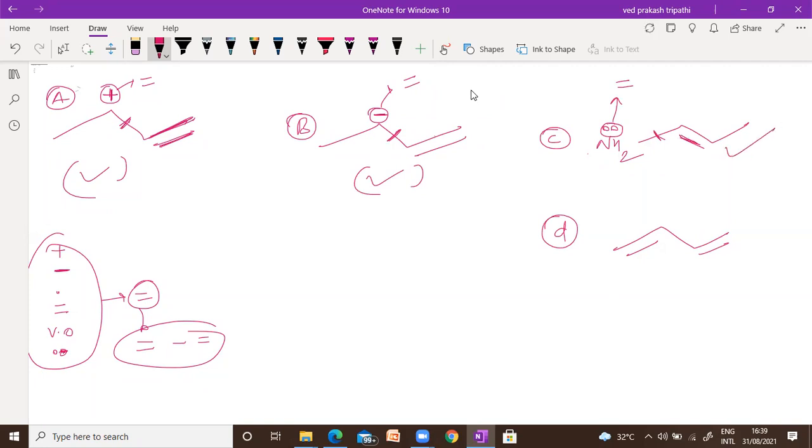So it can show resonance. And D, it is already double, so there is no need to assume this one as a double. So double, single, and again double. It will show. Any doubt? Please tell me.